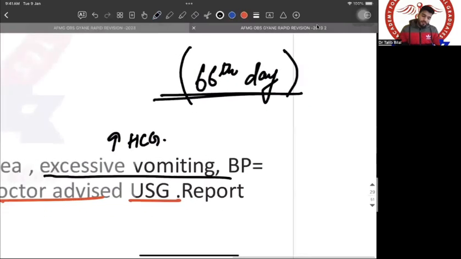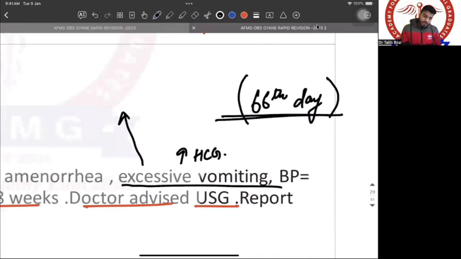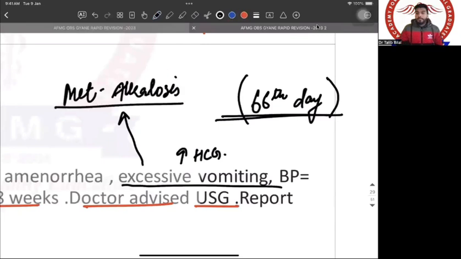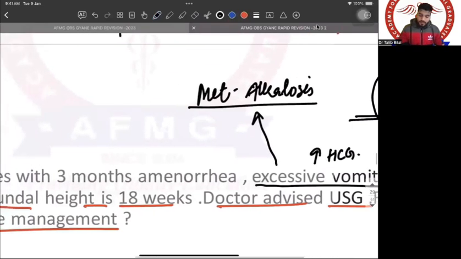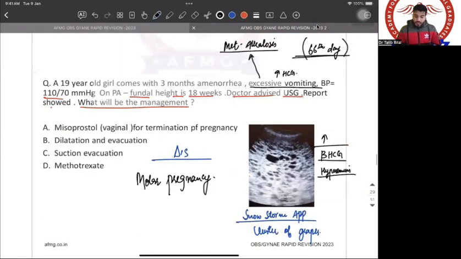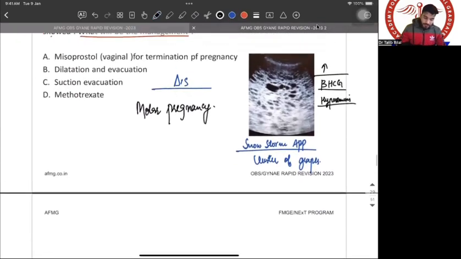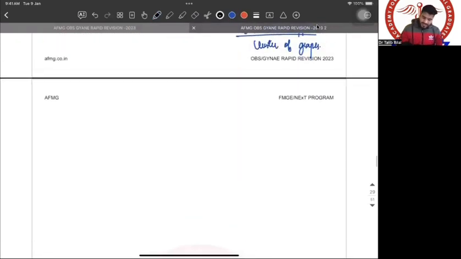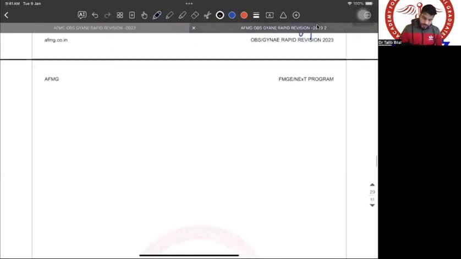And what is the disturbance the patient will have? Always remember, guys, with vomiting, there will be metabolic alkalosis. And with diarrhea, there will be metabolic acidosis. Remember that, guys. So what will be the management? Let's discuss the whole molar pregnancy, guys.